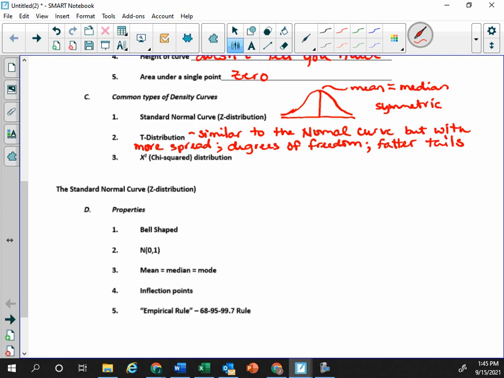Kind of listing different thoughts for you there. And then the last one is the chi-square distribution. It's skewed right. And I'll draw a picture for you. Again, this one we won't use for a while, but these are just different examples of density curves. So that's what a chi-square distribution looks like. You can tell it's definitely not a normal curve.